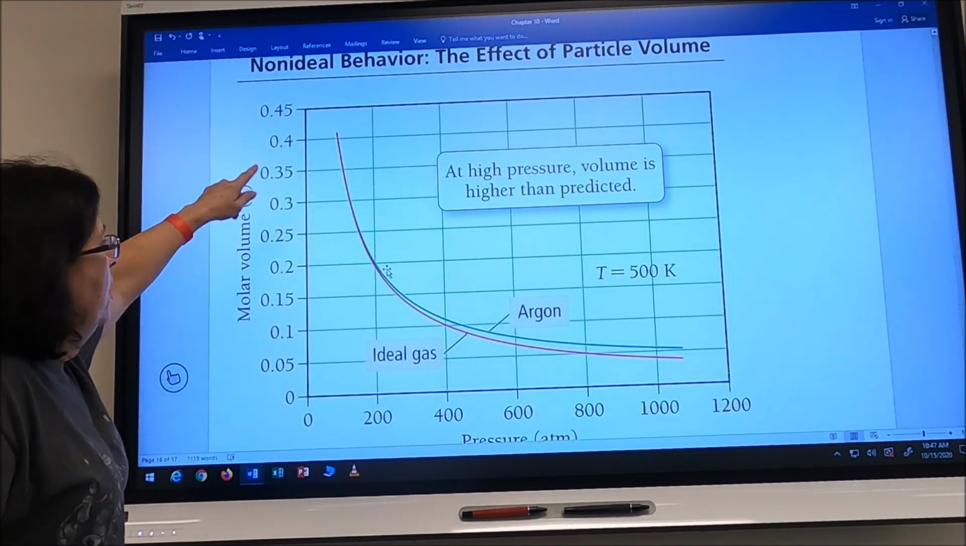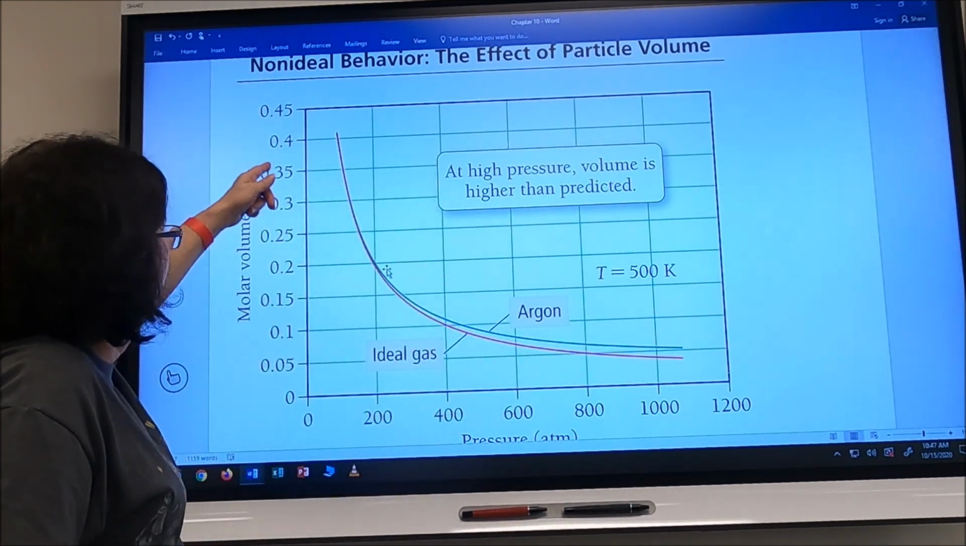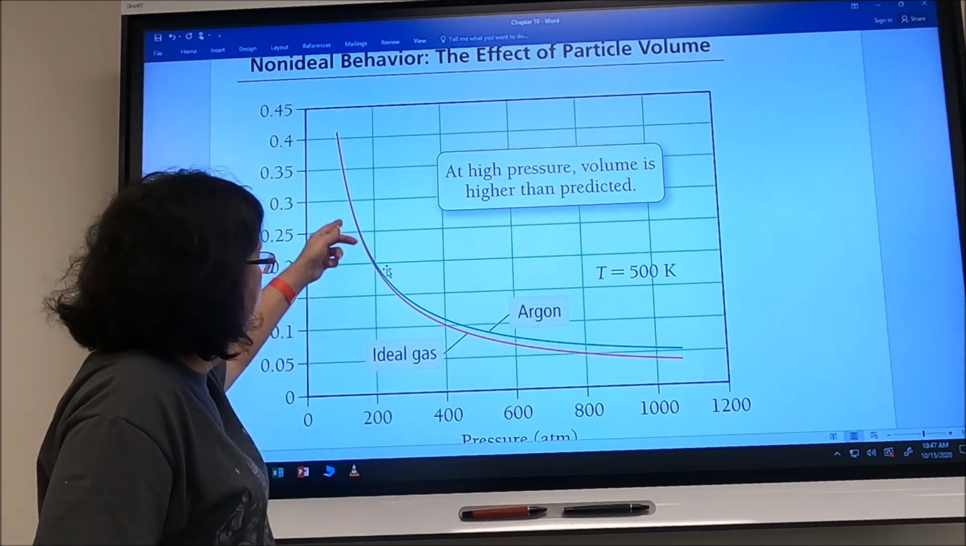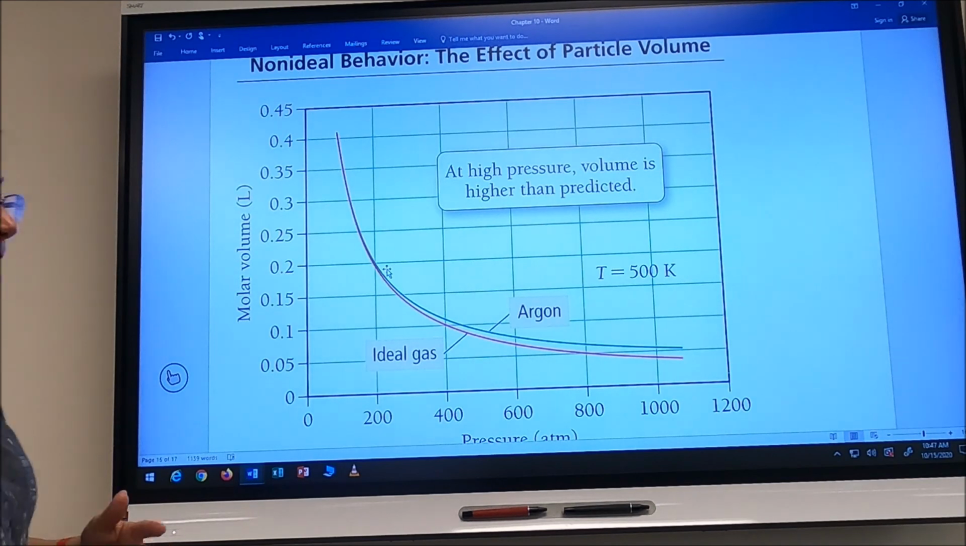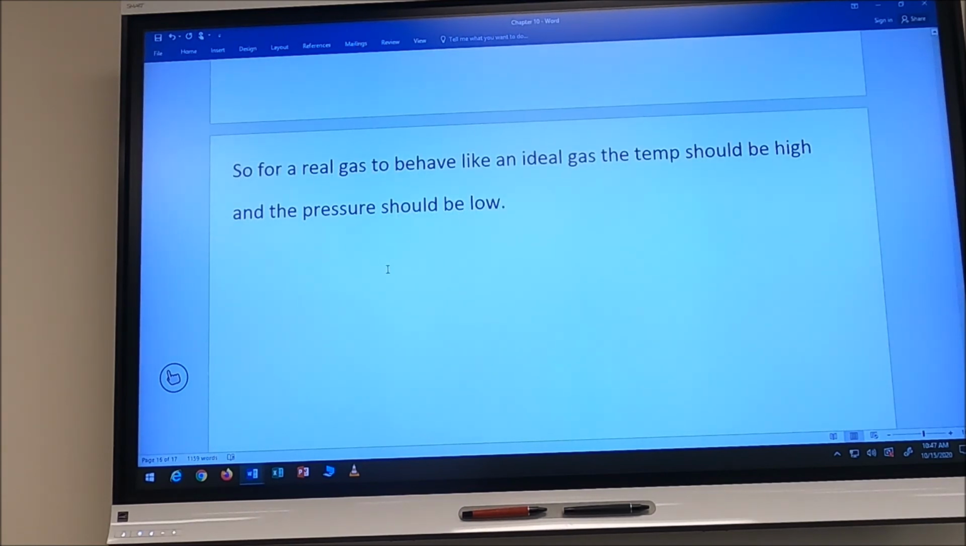So, argon, okay, that's what happens to its volume as pressure increases. Notice the ideal gas is down here. It's a deviation. And it has to do with the fact that it's a real gas, it has a real volume, it has some stickiness to it. It has the ability to polarize. Okay. So for real gases to behave like an ideal gas, we need high temperatures, low pressures.